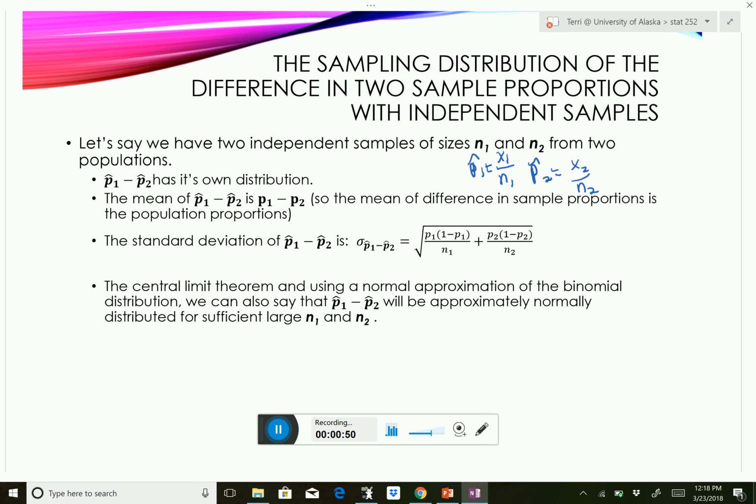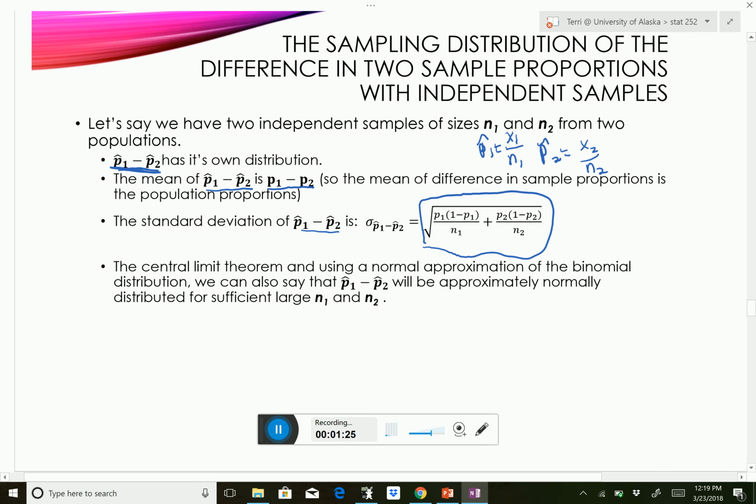And so if we take the subtraction P1 hat minus P2 hat, of course, this is going to have its own distribution. The mean of that distribution, we know, is P1 minus P2. And the standard deviation of this looks like this. I know it's a mess, isn't it? So we're going to use that on the next couple of slides to see what we need to do for both our confidence interval and our hypothesis test.